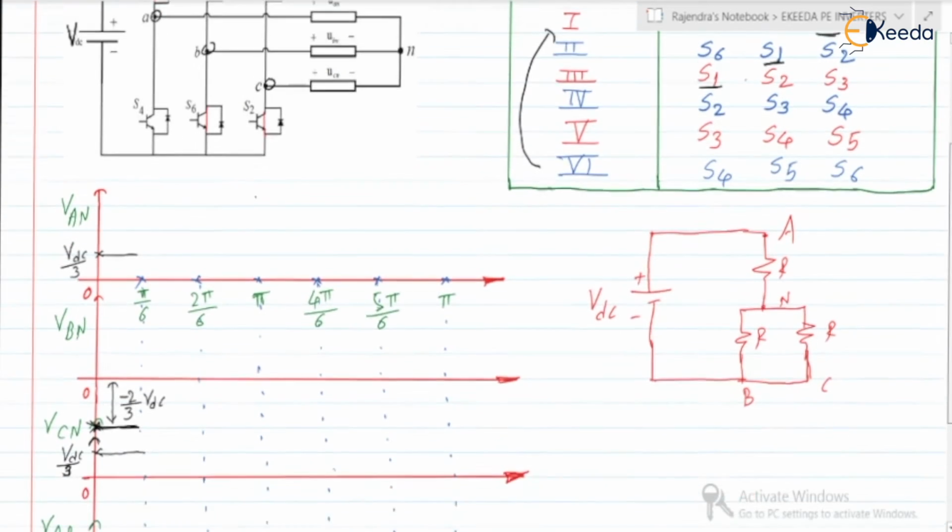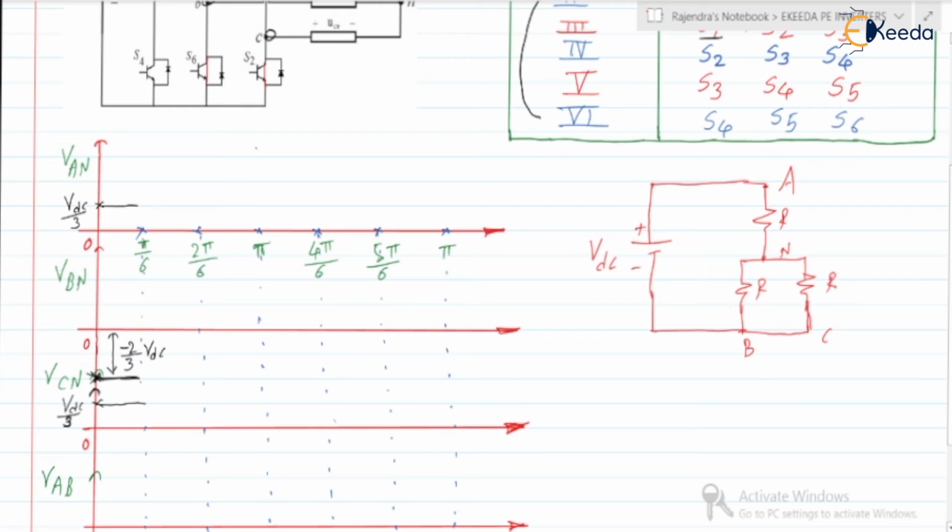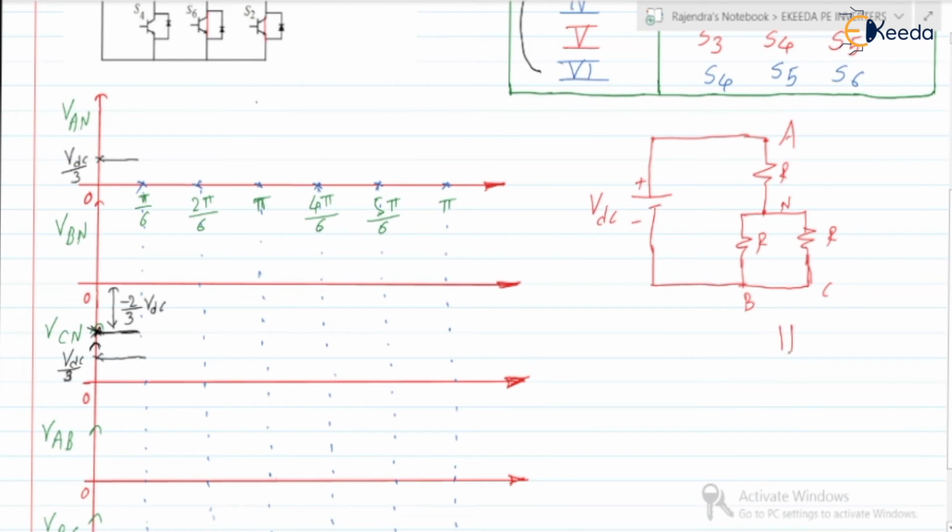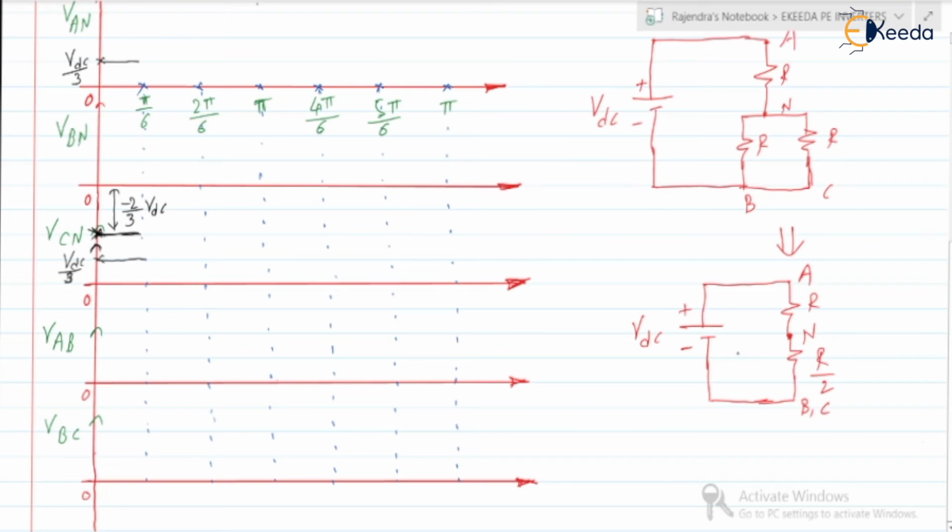Now from this, can we say that these R and R are connected in parallel? Yes, so it is R by 2. So we can redraw the network: this is VDC, here it is R ohm and this is R by 2 ohm. This is the neutral, B and C points are connected together. So further we can write this is R, this is R by 2.